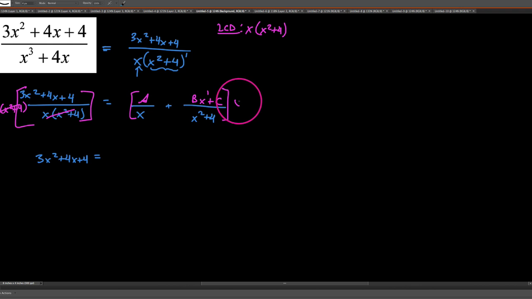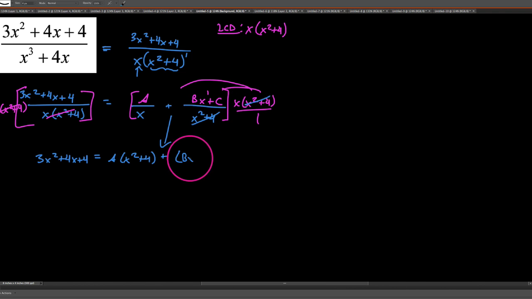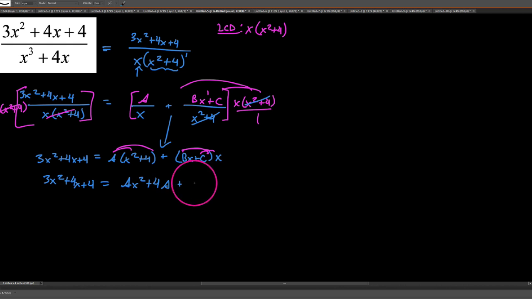And on the right side, it's worth showing our work here, x times x squared plus 4. So multiplying this through to the first one, a over x, the x's cancel out, and we get left with a times x squared plus 4 plus. Now here, x times x squared plus 4 times this over x squared plus 4. The x squared plus 4 cancel out, and we get left with bx plus c, all of that times the x. So just like we did last time, we're going to expand this right side as much as possible and simplify it. So we have 3x squared plus 4x plus 4 is equal to ax squared plus 4a, plus, now ripping this x through here, bx squared plus cx.